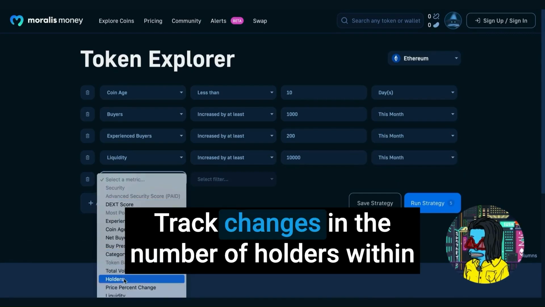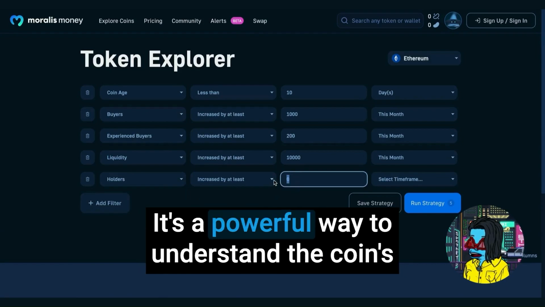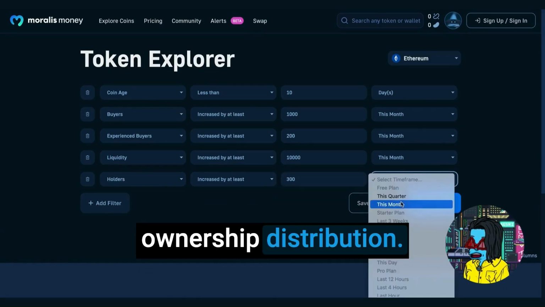Holders Filter. Track changes in the number of holders within a specific time frame with the Holders Filter. It's a powerful way to understand the coin's ownership distribution.